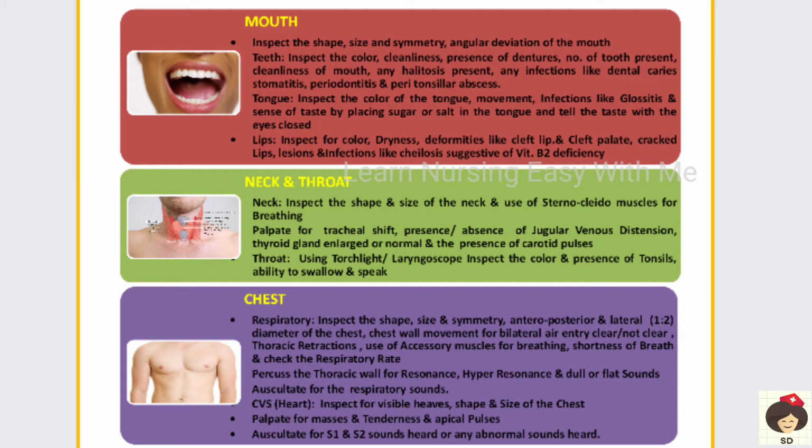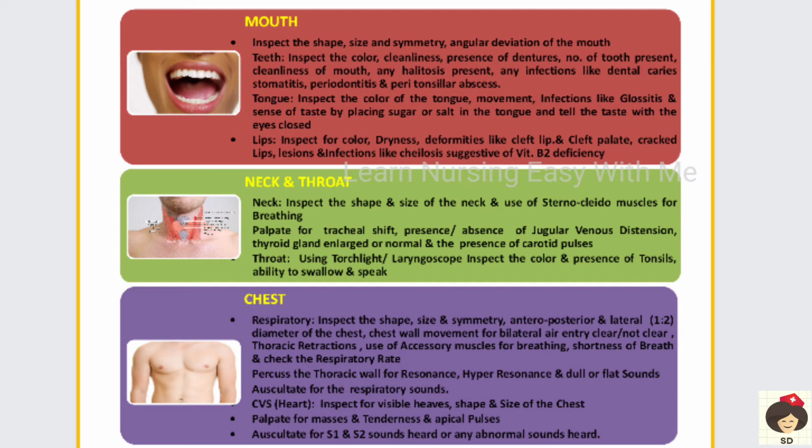Next, in the neck and throat, you will inspect the shape and size of the neck, and also the use of sternocleidomastoid muscles. When the patient is having hard or labored breathing, you can see the neck muscles also moving for breathing. That is called use of sternocleidomastoid muscles for breathing.